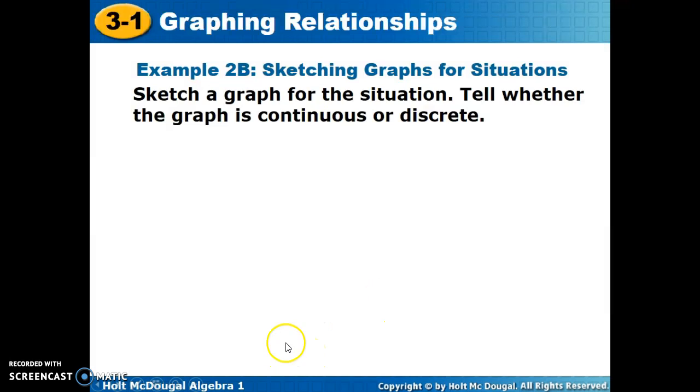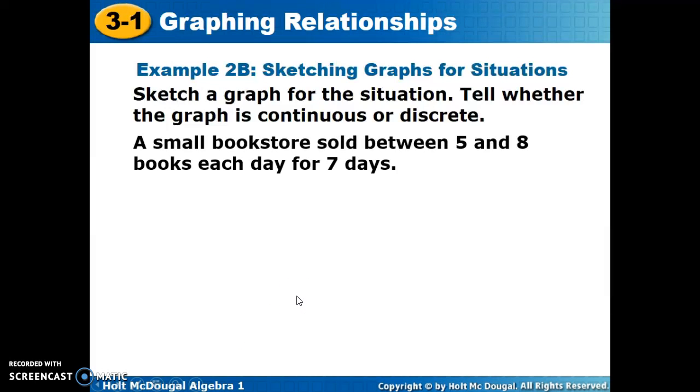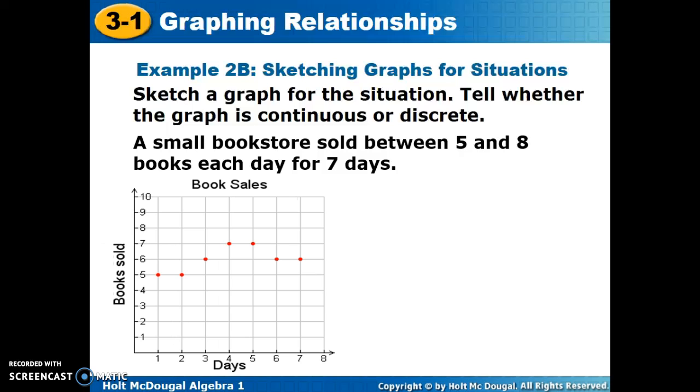Sketch a graph for this situation and tell whether the graph is continuous or discrete. A small bookstore sold between 5 and 8 books each day for 7 days. Well, on day 1 we sold 5. In between days 1 and 2, we didn't sell any books because the store was closed. On day 2 we sold 5 as well.